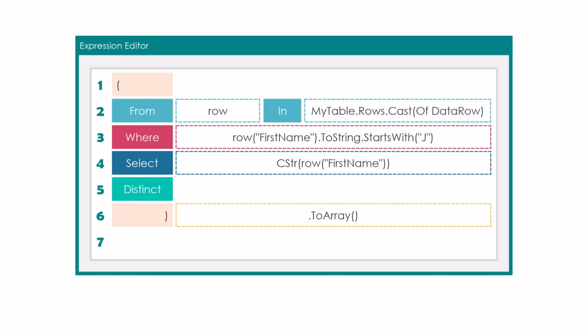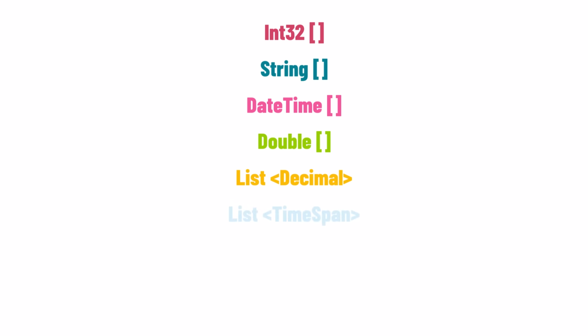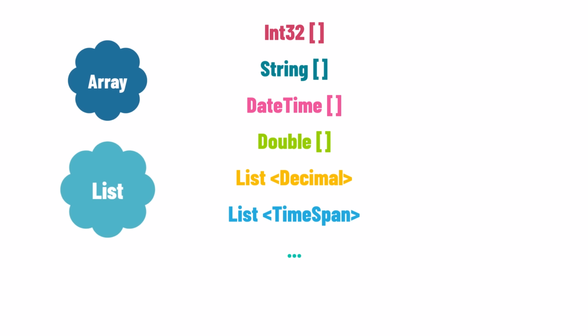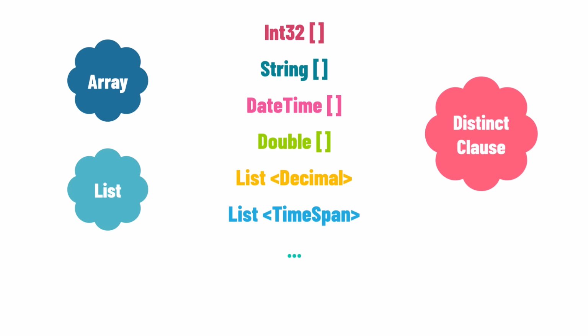That's all you have to know about distinct clause. The previous examples were about integer and string arrays. But you can use this clause for any data type you may have, like date time array, double array, decimal list, time span list, and so on. The main thing is that you are using the clause for arrays or lists. And keep in mind, this was distinct clause, not distinct method.